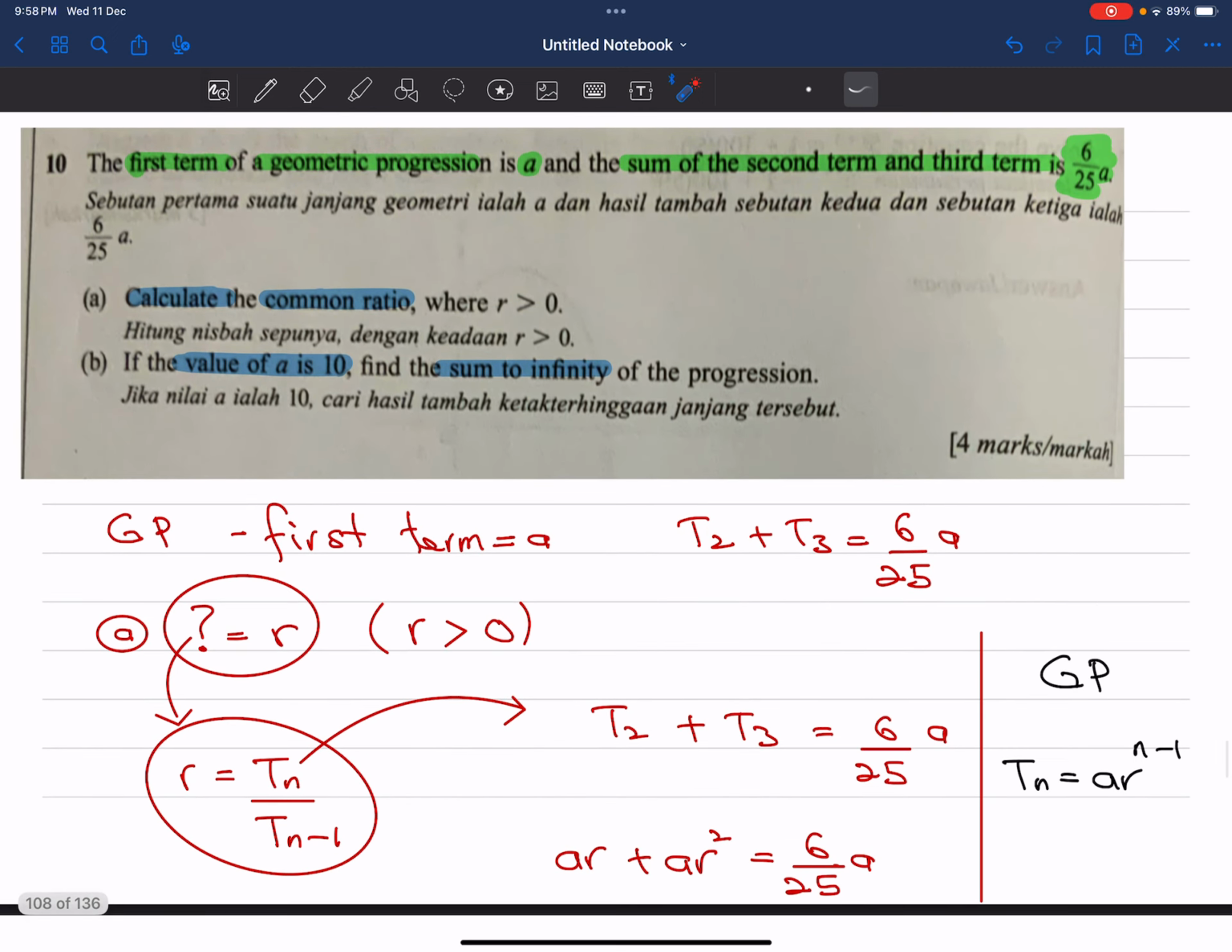Topic, Geometric Progression. The first term of a geometric progression is A. The sum of the second term and the third term is 6 over 25A. First part question, calculate the common ratio, R, whereby R is more than 0.